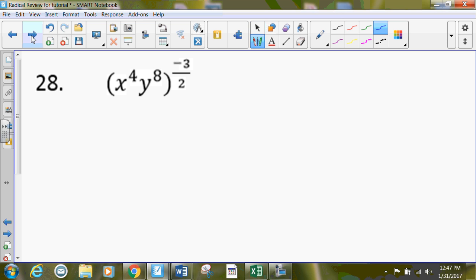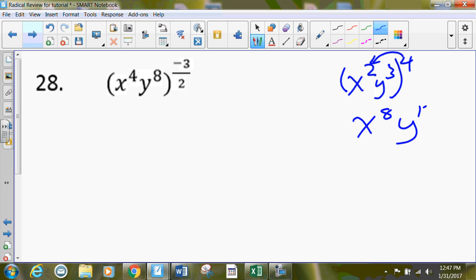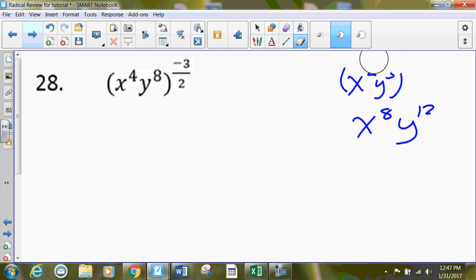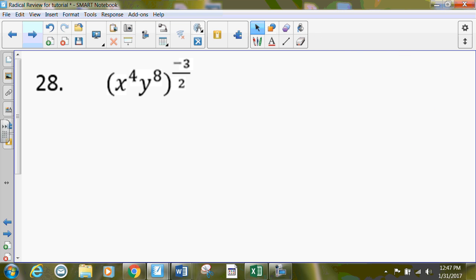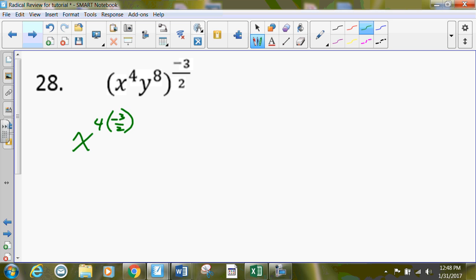to a power, that means we multiply. Just like when we have x squared y cubed raised to the fourth power, that fourth power goes both to the 2 and to the 3, and power to power means multiply. Now, of course, that's not our problem, but I just wanted to remind you of the laws that we're using. So when I look at this, I've got 4 times negative 3 halves, and y to the 8th times negative 3 halves.